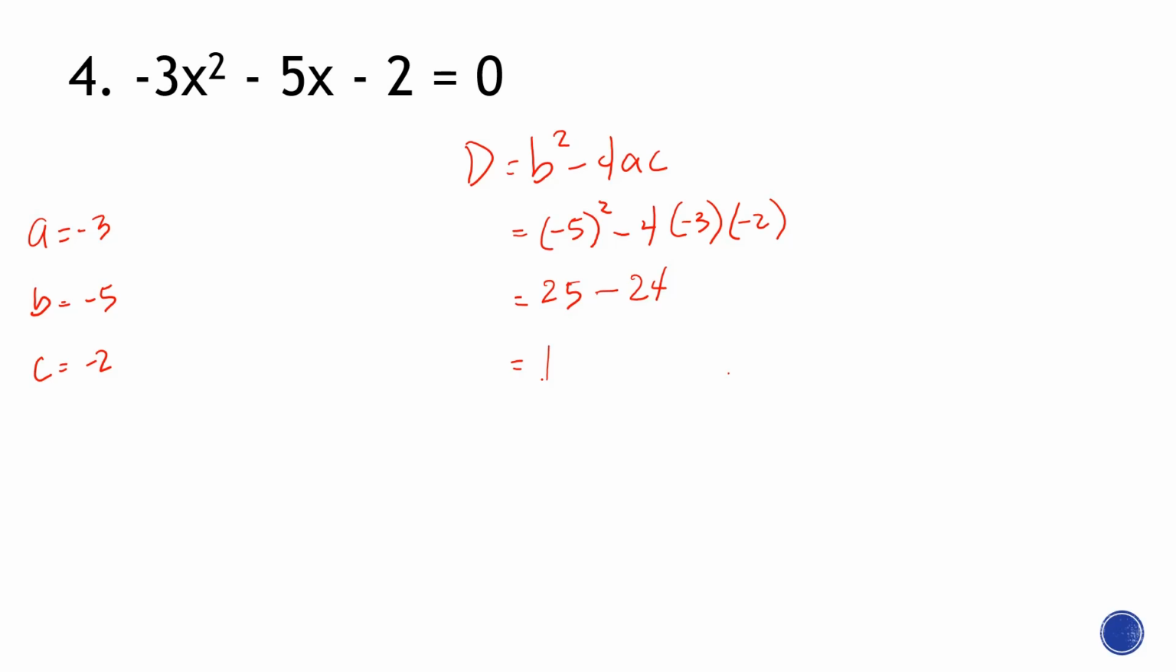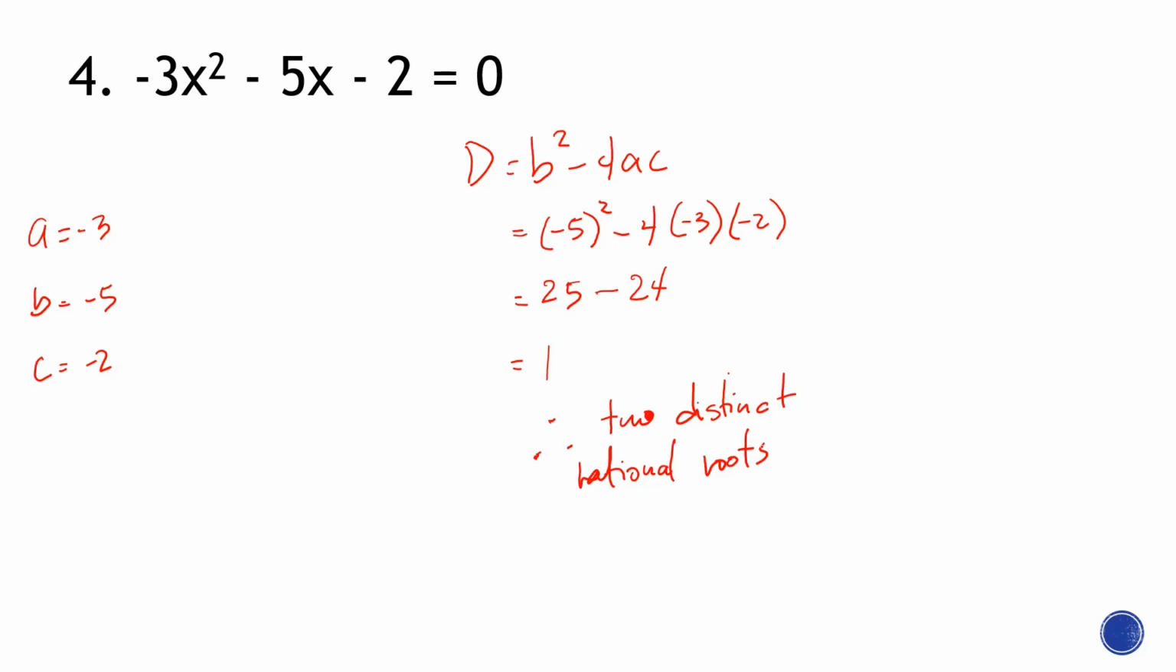Is that right? It's 1? Yes, that's right. So that means we will be having, or this quadratic equation has two distinct rational roots, because 1 is a perfect square number. Okay, that's right. Okay, let's go to, I will just give you another examples.